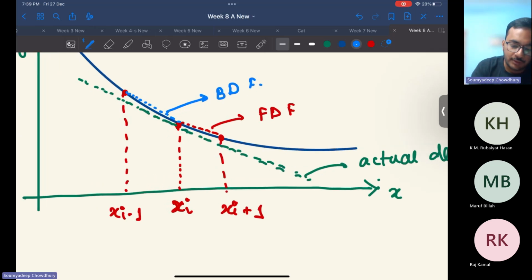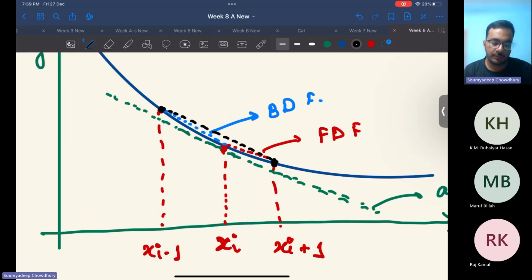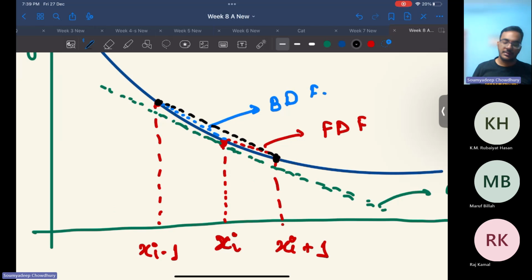Now in central difference, we draw a straight line between xi minus 1 and xi plus 1, right? So it is something like this. From here, you can see this red line and the blue line both represent the forward and the backward difference. And this black dotted line represents your central difference. Your actual slope is represented by this green line, that is a tangent at that particular point.